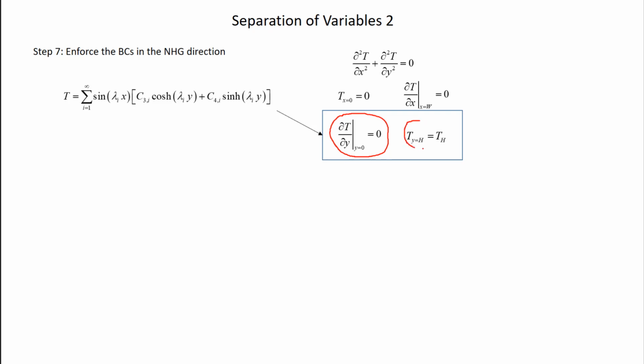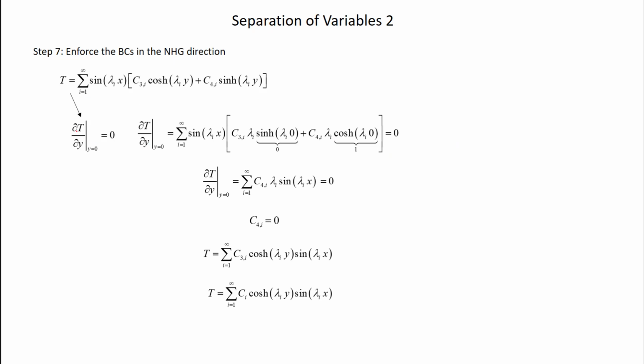This last one, though, this non-homogeneous boundary condition, is where we're going to have to learn one more concept, and that is that these eigenfunctions are orthogonal to one another. So let's do the easy one first. So here's my series solution. I'll plug it into this requirement that the gradient at y equals 0 has to be equal to 0.